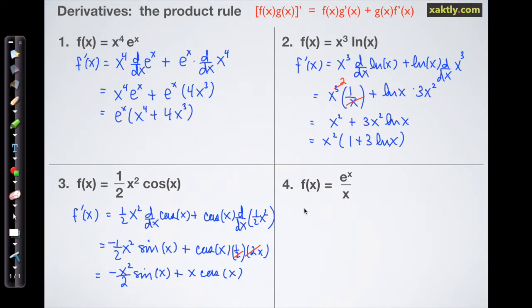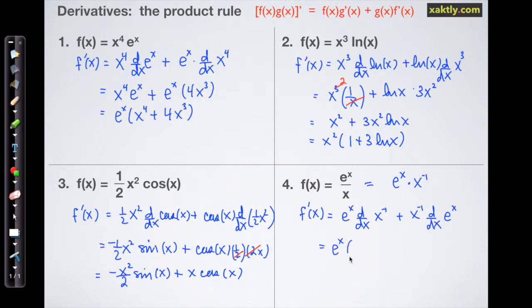So this last example is one where we would benefit, I think, from writing this as a product of e to the x times x to the minus 1. And that way I can write out the product rule as e to the x times the derivative of x to the minus 1 plus x to the minus 1 times the derivative of e to the x. Then I can just evaluate those derivatives in a straightforward way.